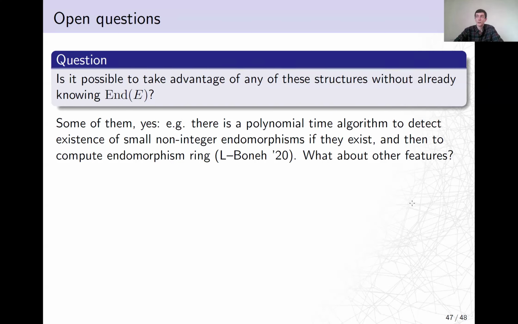Essentially the way the algorithm goes is as follows. If you have a non-integer endomorphism of norm at most m, then it will find it in time polynomial in m. If you don't, the algorithm will just run forever, and there's no failure condition. So that's the first thing I want to emphasize.